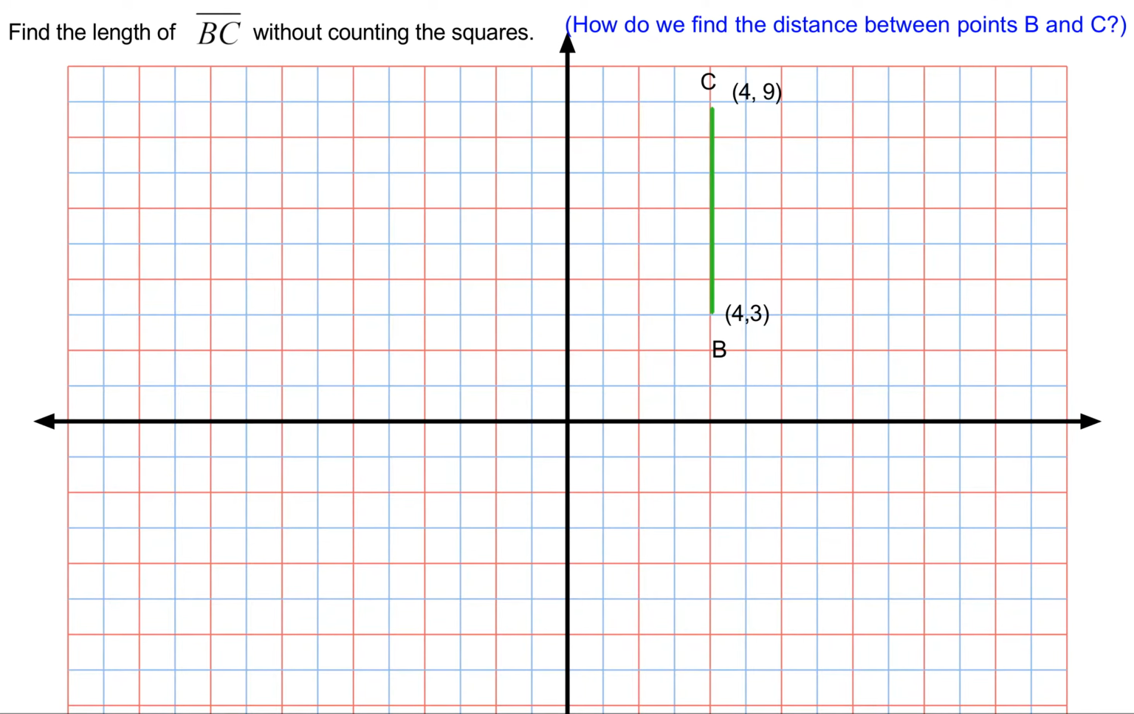Similarly, if I had a vertical line, and I wanted to find the length of line segment BC, what I'm doing is I'm trying to find the difference between 9 and 3. So I take the absolute value of 9 minus 3, which is equal to the absolute value of 6, which is equal to 6, or I can take the absolute value of 3 minus 9, which is equal to the absolute value of -6, which is equal to 6. But suppose I had a diagonal line.